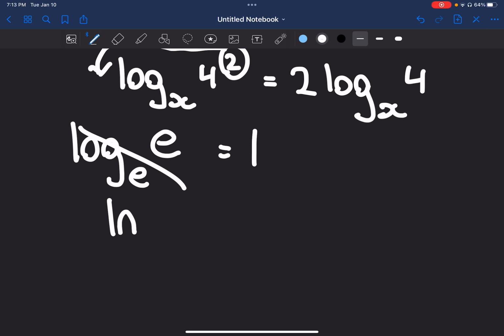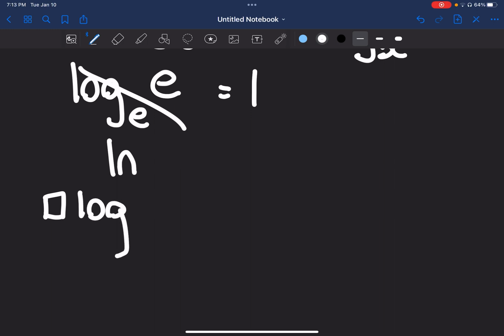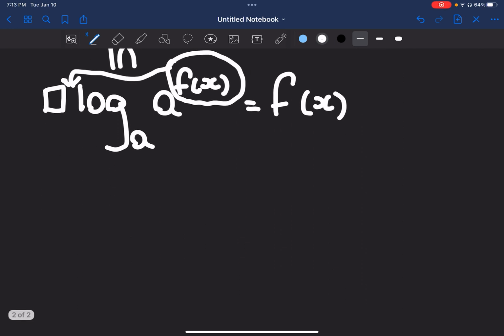Next, let's continue. So if we have log base a of a to the f of x, this is equal to f of x log a, or it's just equal to f of x. Because remember, we can bring this f of x and put it in front. But when we do that, we have f of x times log base a of a. But log base a of a is equal to 1, so it's just f of x, right? So, nice.